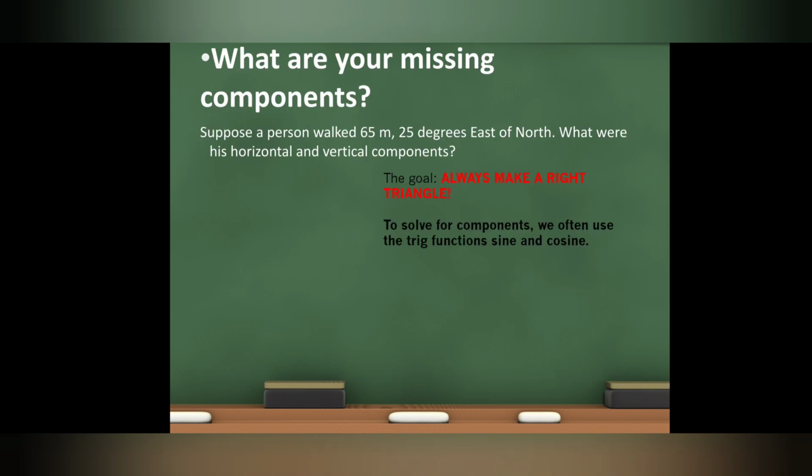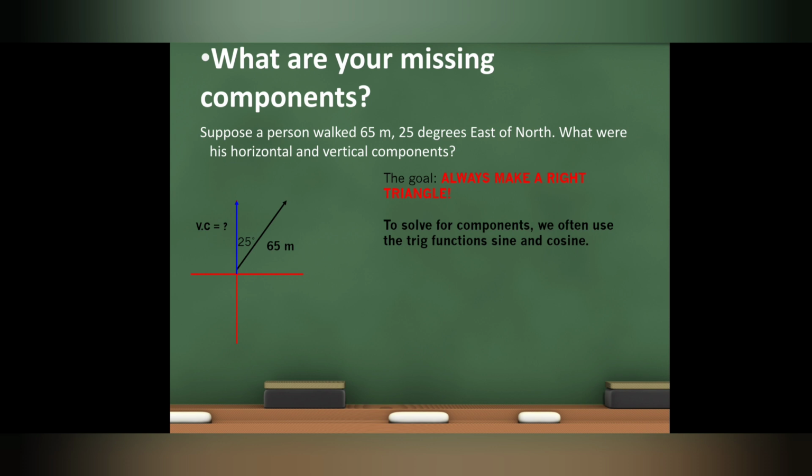So what about finding missing components here? Suppose a person walked 65 meters, 25 degrees east of north. What were its horizontal and vertical components? The goal, always make a right triangle. Remember, to solve for components, that is x and y, we often use trigonometric functions called sine theta and cosine theta. So this is basically this entire stuff that they have told us.